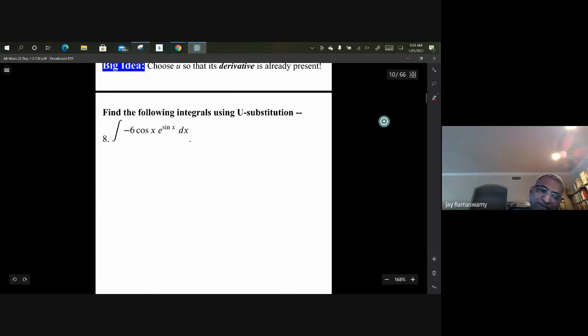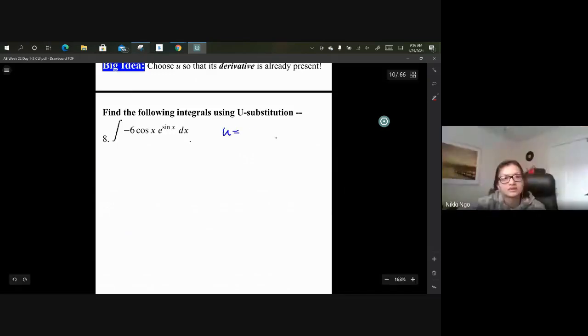Okay, guys, copy down number 8, please. It says find the following integrals using u substitution. Okay, I'll start you off. You have a cos x and you have an e monkey. Do you see that? So what should I choose u to be? Sin x. Then the sin x dx, you see?